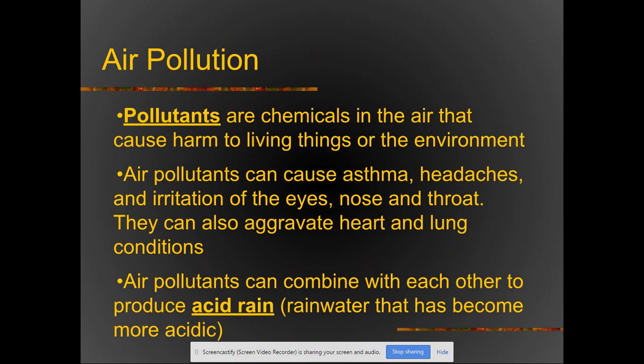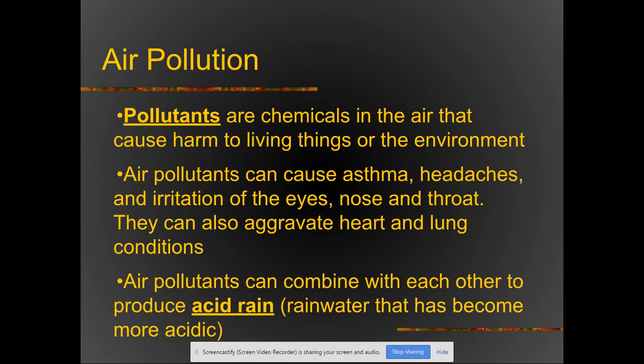So this leads us to talk about air pollution. Now, pollutants are chemicals in the air that cause harm to living things in the environment. Air pollutants can cause asthma, headaches, and irritation of the eyes, nose, and throat. They can also aggravate heart and lung conditions that people may have.